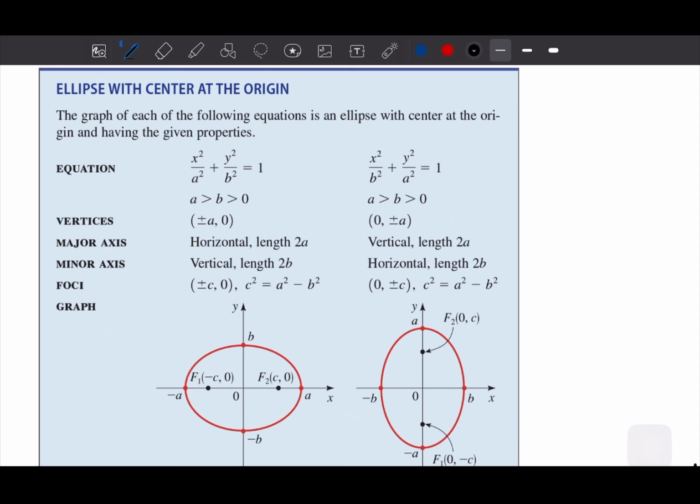Notice that the difference is here, b and a are switched. But sometimes other textbooks will have their own differences, but they are still the same. Maybe in one equation a is greater than b, and in the other one b is greater than a. It's just to say that they both have different elongations, different lengths.